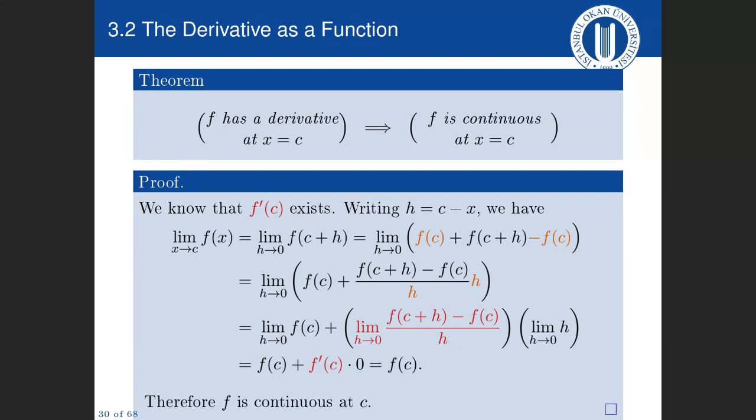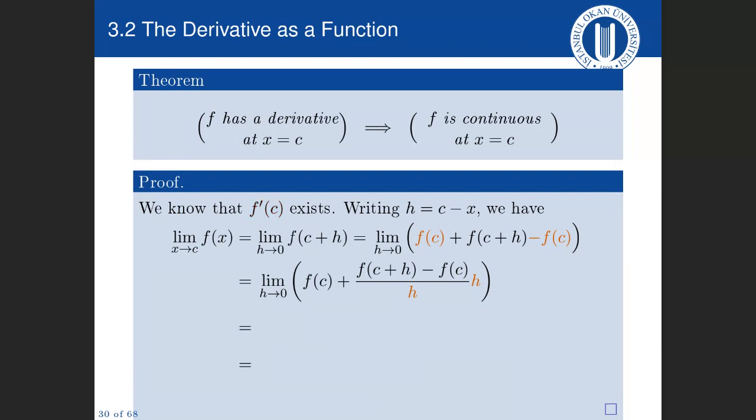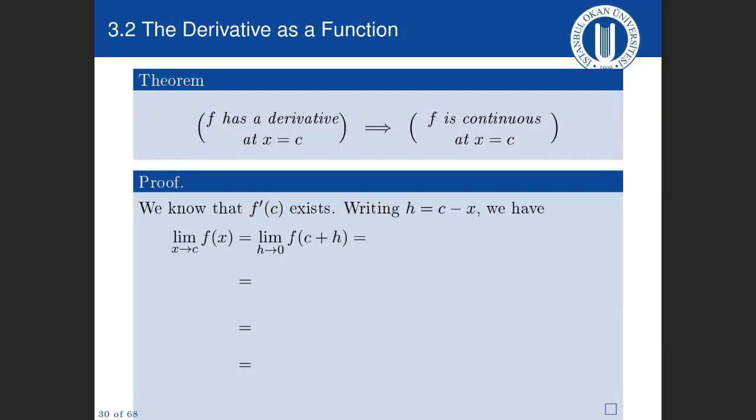Now, let me just repeat this proof. I want to show that the limit as x tends to c of f of x is equal to f of c, because that's what continuous means. And I want to use the fact that f has a derivative at x equal to c. So I want to obtain the definition of the derivative somewhere in my calculation. I want to get the limit as h tends to 0 of f of c plus h minus f of c divided by h somewhere in my calculation.